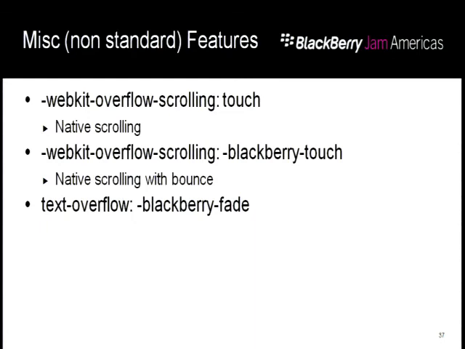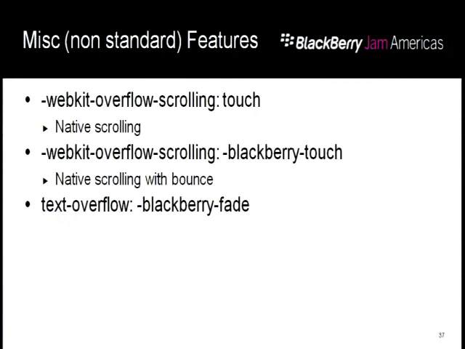Another thing that we've introduced is text overflow BlackBerry fade. Text overflow is the behavior of what happens when you have text that goes outside the container that it's in. And the default web standards here are either none, which means that the text is just clipped to the container, or ellipsis, which puts the ellipsis character at the right side of the container if you're in a left to right language. So we've added this BlackBerry fade to get the BlackBerry 10 user experience of having an opacity gradient fade.